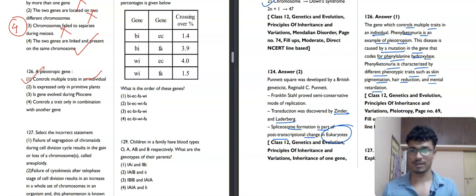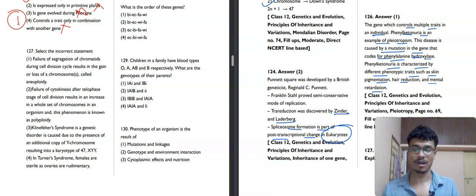Let's read all the options as well. Is expressed only in primitive plants? No, this is totally incorrect. Is the gene evolved during Pliocene? Pleiotropic, Pliocene, wow, what a combination. Those students who haven't studied NCERT properly may mark this answer. So this is not correct. Controls a trait only in combination with another gene. So it is also not correct. So the first option here is our correct answer. Now we'll move towards the next question, question number 127.